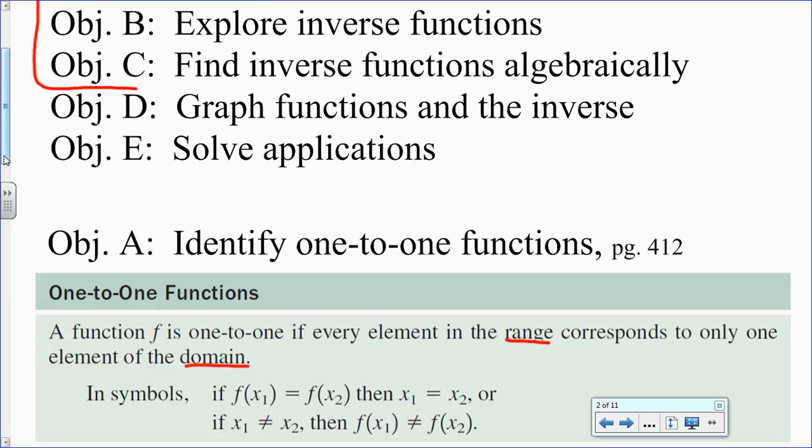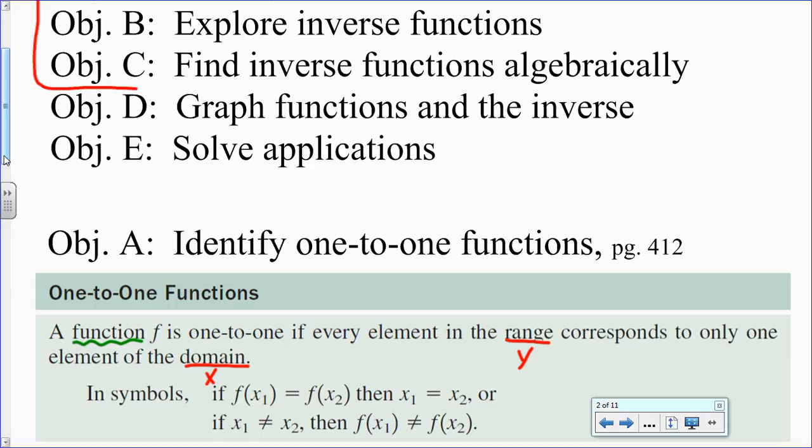So what we first have to note, though, is that this is a function first. So it is true every element of the domain corresponds to only one element in the range. But then it's also true, because it's one-to-one, every element in the range corresponds to just one element in the domain. So range, remember, is our y values. Domain is our x values.